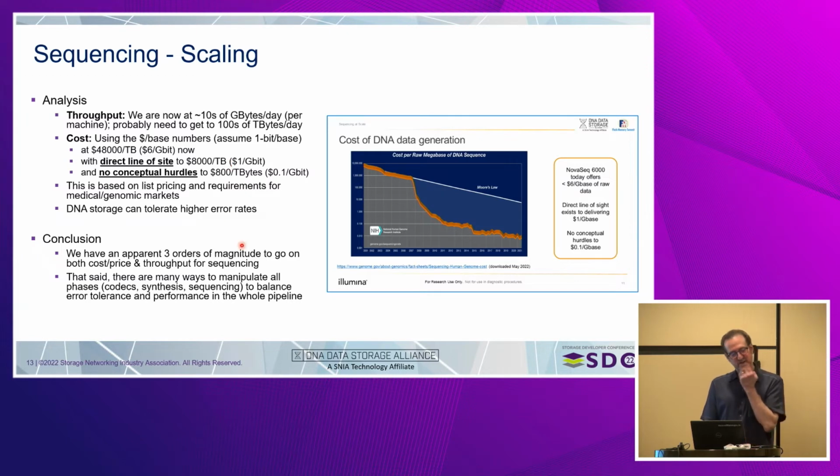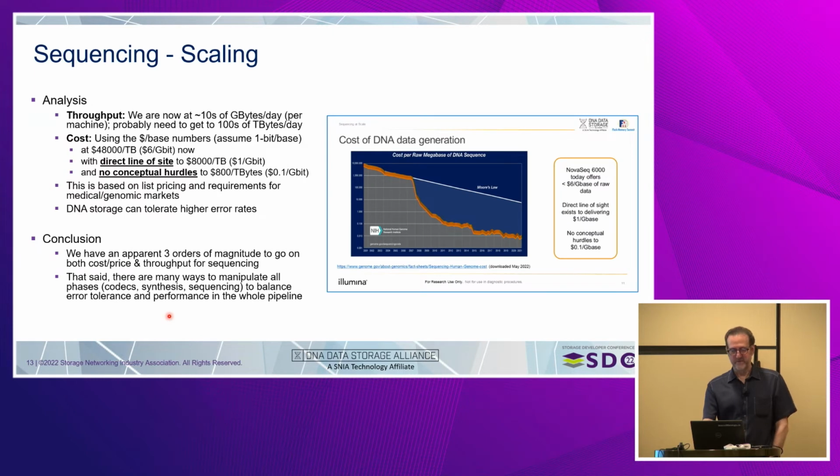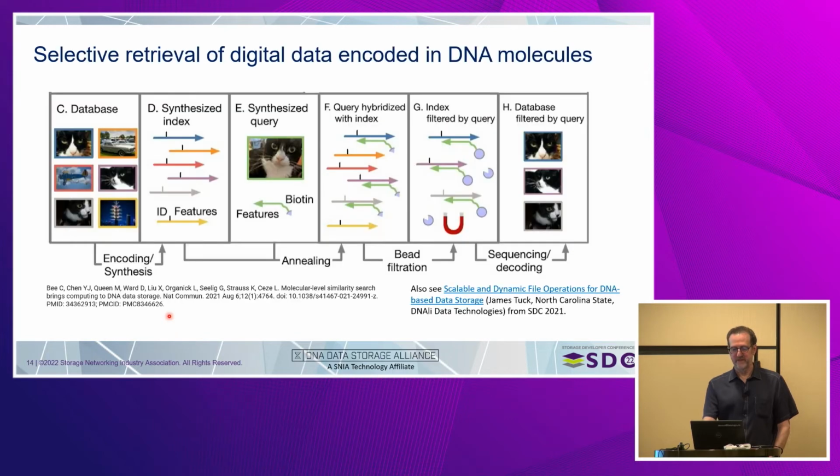So in conclusion, we have probably 3 orders of magnitude to go on cost and price, both cost, price, and throughput for sequencing. But that said, there are many ways to manipulate all phases of the pipeline that we talked about, from synthesis to sequencing, where we can balance the error tolerance at each step and thus the performance of the whole pipeline. So, okay, that's all I had on scale sequencing.